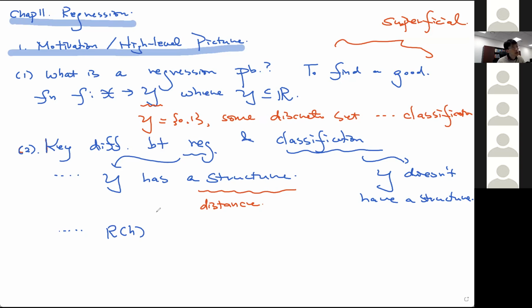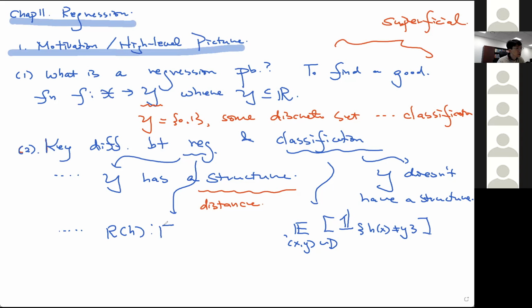In the case of classification, this generalization error was defined as an expectation over X and Y, where if the hypothesis output and the intended output are different, we get a penalty. It doesn't really matter whether this hypothesis is very close to Y. As long as they are different, they all get the penalty. That's what happens in classification. But for regression, we use a different risk or different error. The error is defined like this, say for X and Y.